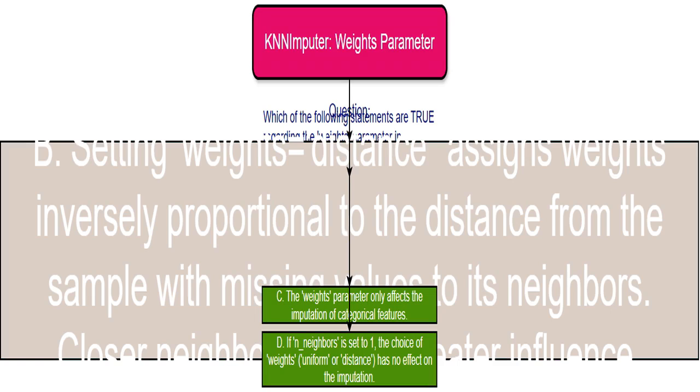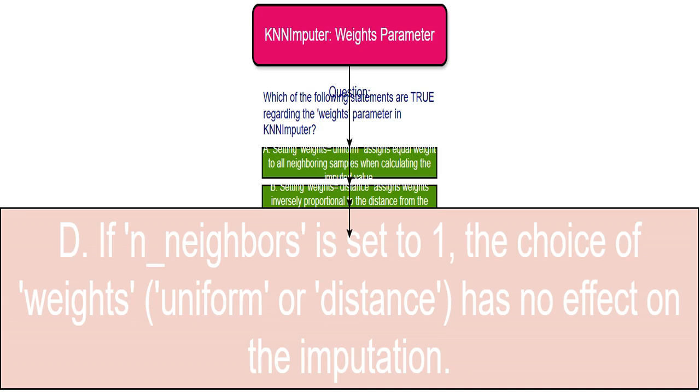Their influence is inversely related to their distance from the missing value. The closer a neighbor, the greater its impact on the average. Statement D addresses a special case. If I only use one neighbor, then the weight doesn't matter. The imputed value will always be exactly the value of that single neighbor, regardless of whether I choose uniform or distance.